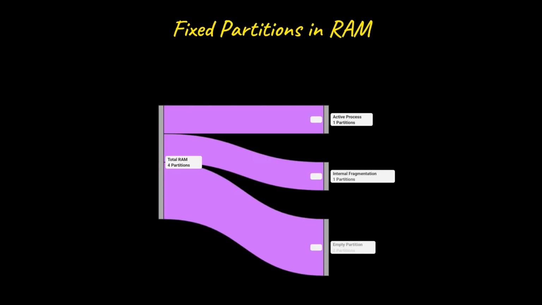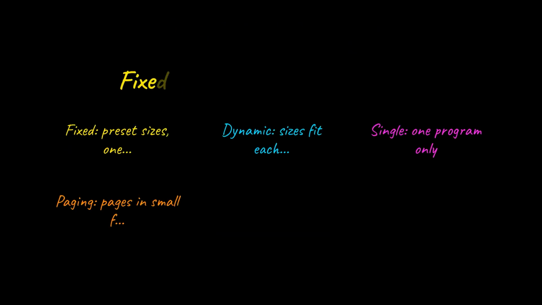Each partition holds exactly one process. When a process is smaller than its partition, the leftover space sits idle. This wasted space inside a partition is called internal fragmentation, and it is the defining weakness of the approach.